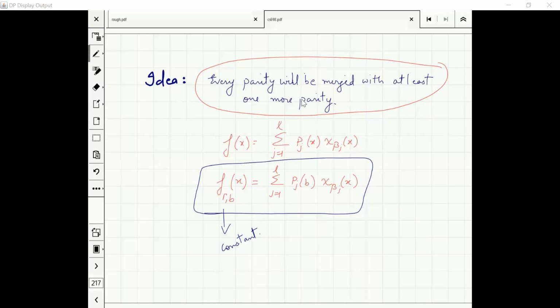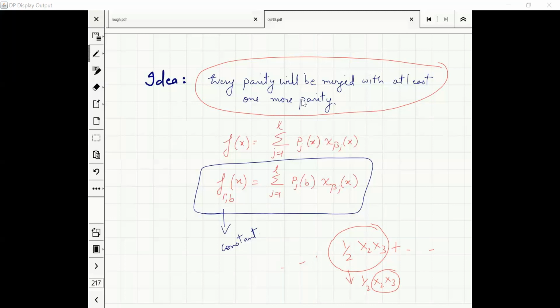If x2, x3 had a coefficient of half and doesn't get merged with anything, this will still remain in the restricted function, as half x2, x3. So the function cannot be constant. It depends on parity x2, x3. Another way to say it is, if my function became constant, then every parity should have been merged with some other parity. Is that okay?